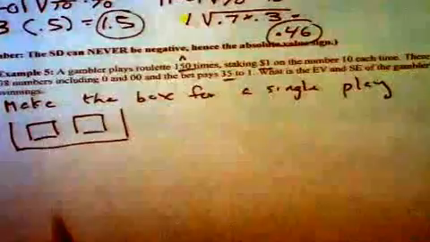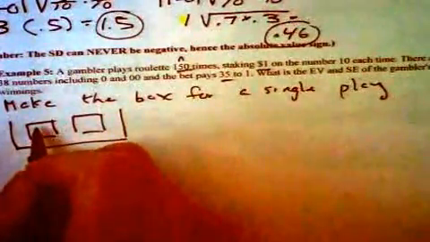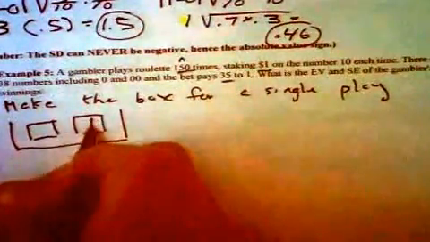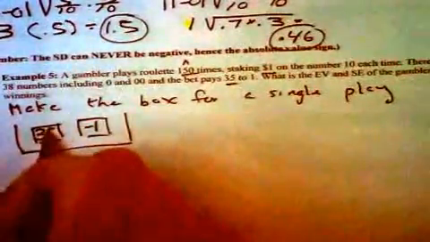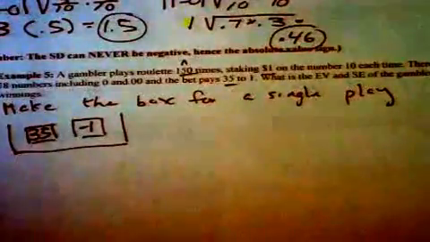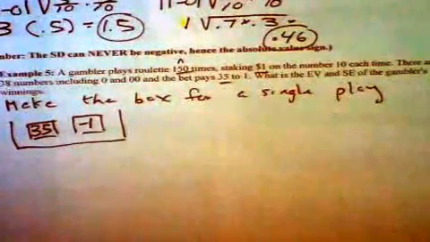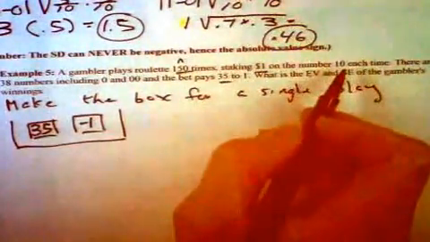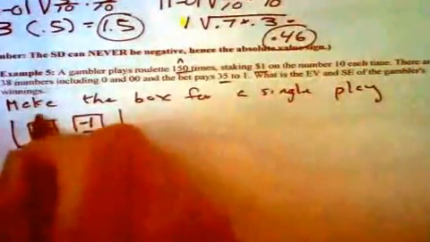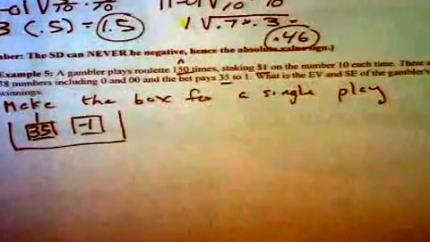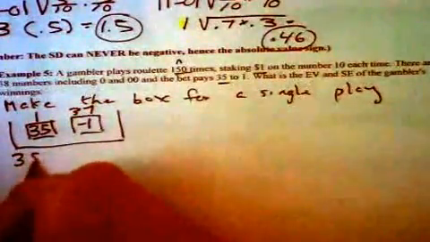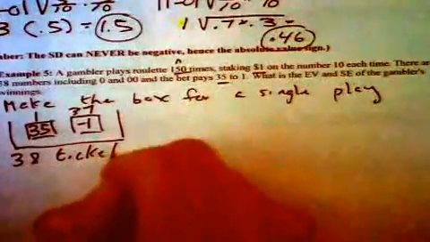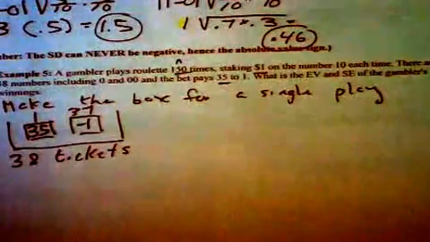If you win, how many dollars do you win? 35. You could put dollar signs, but we don't need to. If you lose, you lose your dollar, so we'll call that negative 1. Now, how many ways are there to win? One. How? If it lands on that number 10, there's only 1 out of 38 ways to win. How many ways are there to lose? 37, because there are 37 other numbers. So there are always 38 tickets in the box, representing the 38 slots that the ball could fall into.